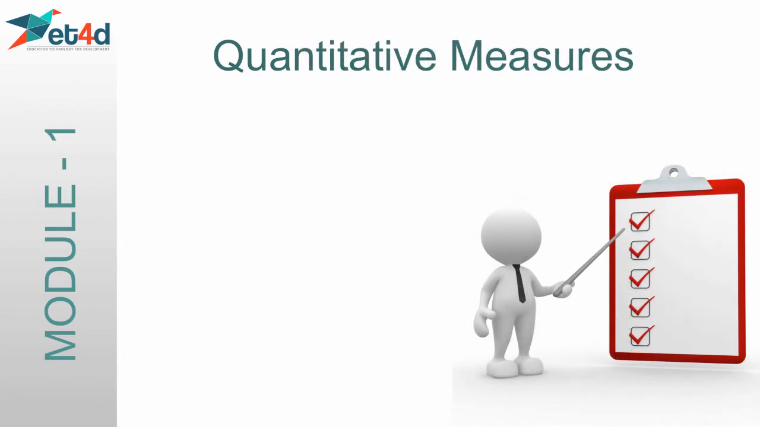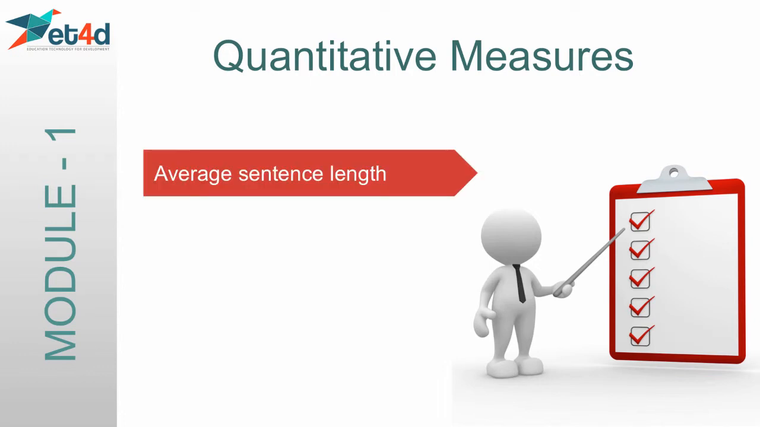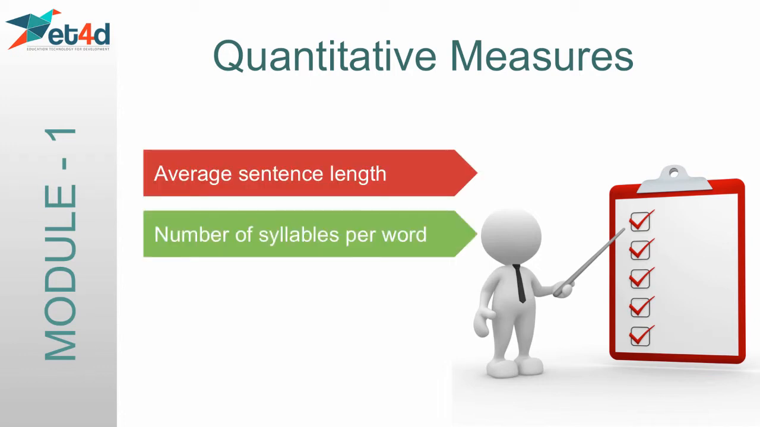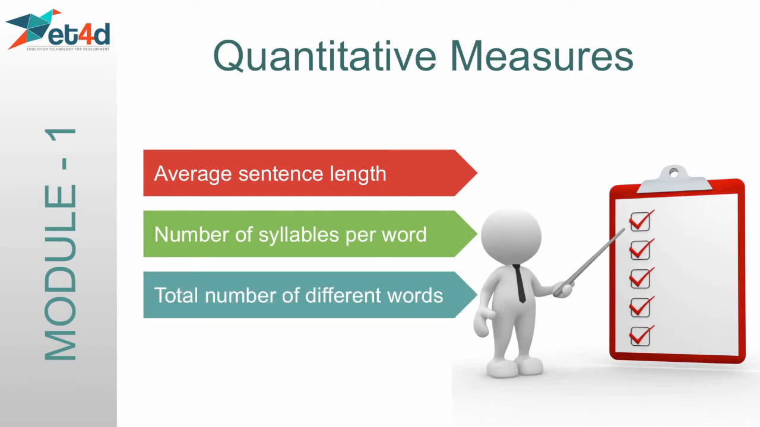Quantitative measures are statistical measurements of text. These include factors such as average sentence length, number of syllables per word, and the total number of different words. Early readers may be challenged by unusual or dense text layouts. Readability evaluation should consider these elements.